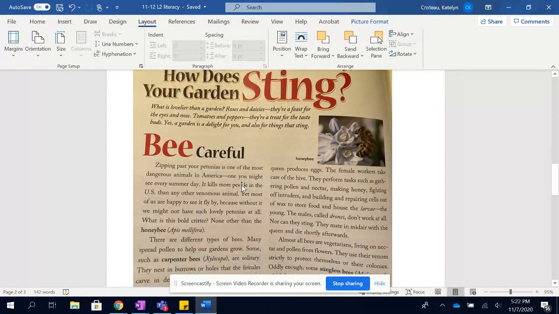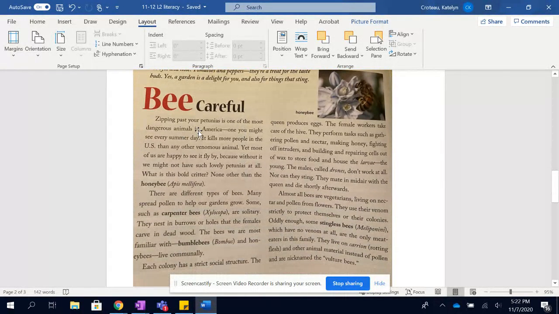Be careful. Zipping past your petunias is one of the most dangerous animals in America. One you might see every summer day. It kills more people in the United States than any other venomous animal. Yet most of us are happy to see it fly by because without it we might not have such lovely petunias after all, or at all. Petunias are a type of flower, if you didn't know that. What is this bold critter? None other than the honeybee. Its scientific name is Apis mellifera.